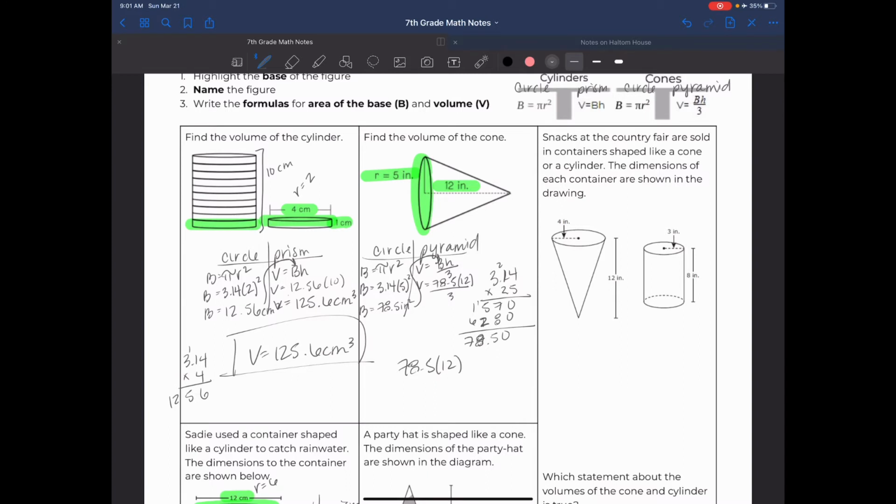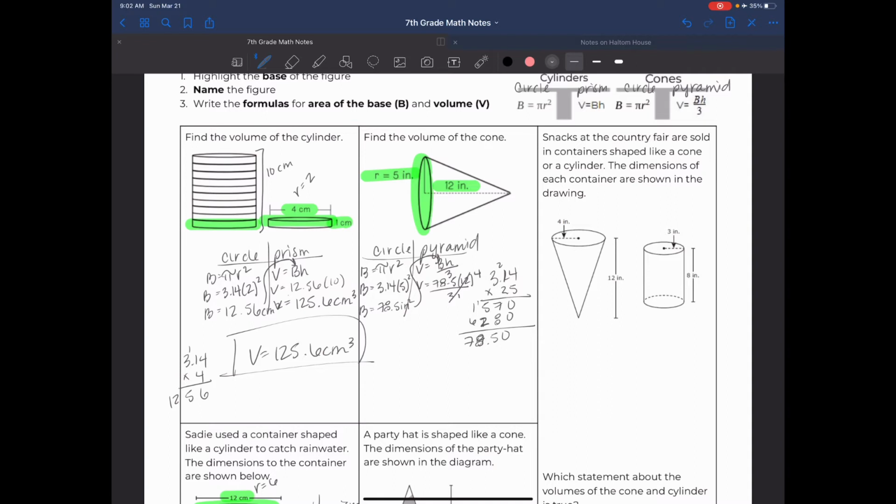78.5 times 12 all over 3, I am dividing by 3 to either one of these numbers, which means I can do whichever one first that I want to, whatever makes my life easier. Math is actually, it makes sense, guys. It's a really cool thing. So I'm actually going to divide the 12 by 3 because that's easy mental math. So 78.5 times 4. Do we see what just happened?